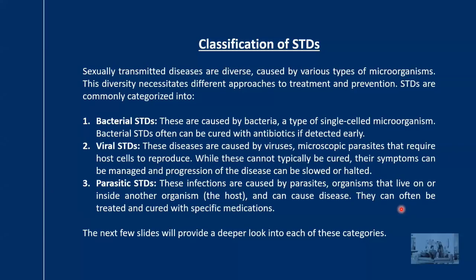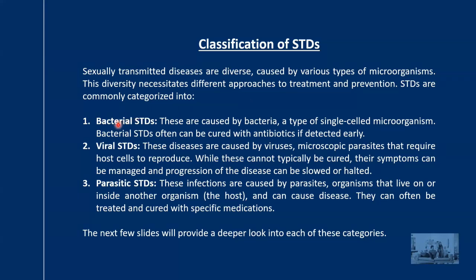So the next subtopic is classification of STDs. Sexually transmitted diseases are very diverse, caused by different types of microorganisms. To approach each kind of STD or infection, we first have to find out which organism is causing it. Either it is bacteria, a virus, or a sort of parasite. So we will go one by one through these types.